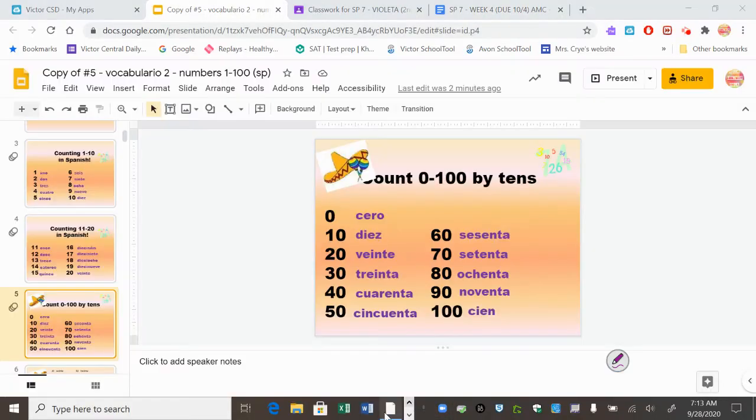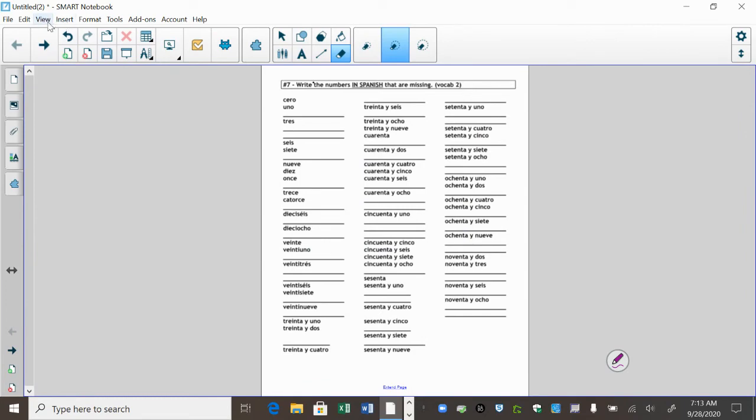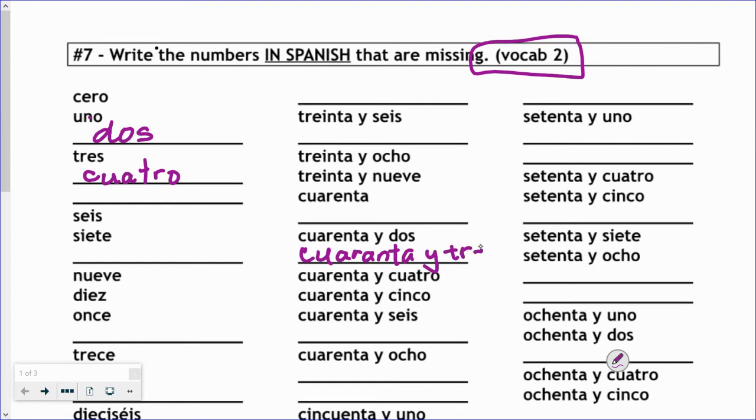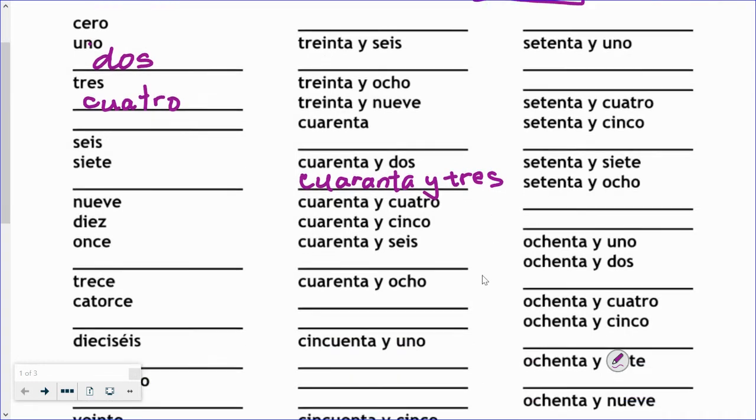All right. So when we look at the homework, and I go to full screen, all you need to do for activity 7 is write in the missing numbers. So like, for example, you're going to write dos there because it's uno, dos, tres, cuatro, right? Now remember, your vocab 2 has all the numbers on there spelled correctly. But a lot of times you can just see the pattern. So take a look at this one. Cuarenta, 42. So you're missing cuarenta y tres. Okay? So just do that for the whole page.